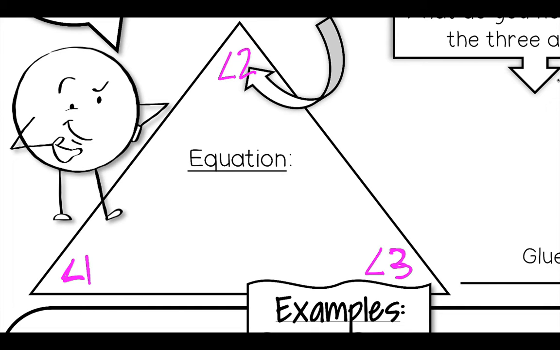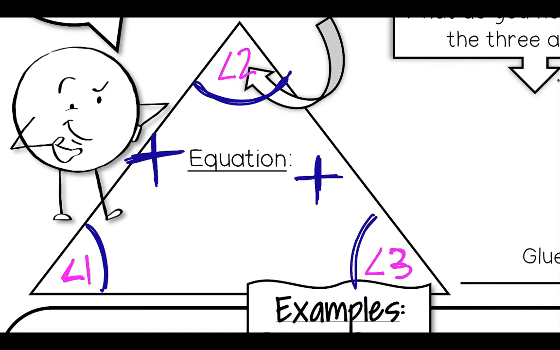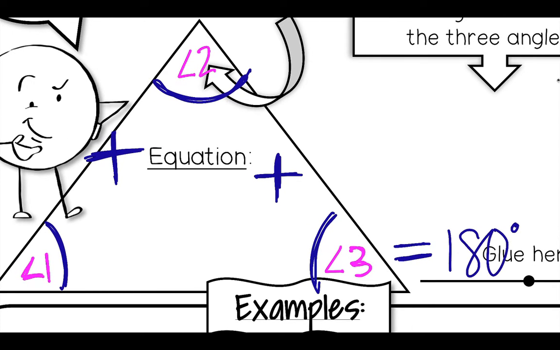So when I do this, this is one of our dumps we're going to use. I'm going to say angle 1 plus angle 2 plus angle 3 all equals what? 180 degrees. And that's something you would write on your dump. So again, the equation is angle 1 plus angle 2 plus angle 3 always, always, always equals 180 degrees.